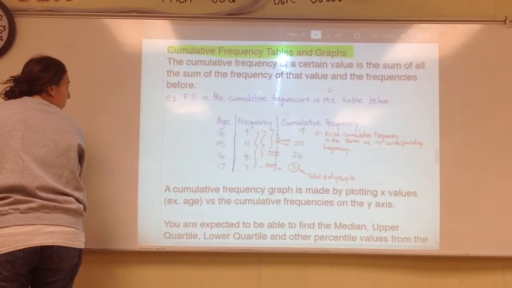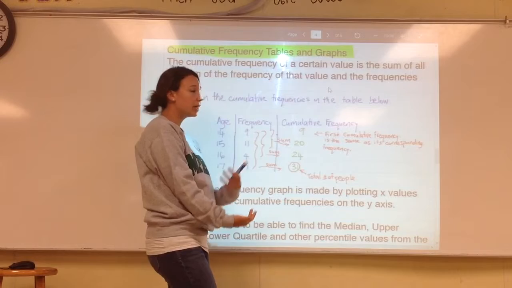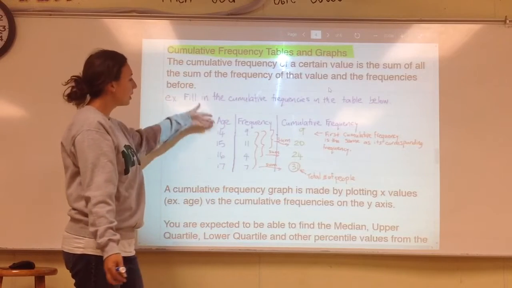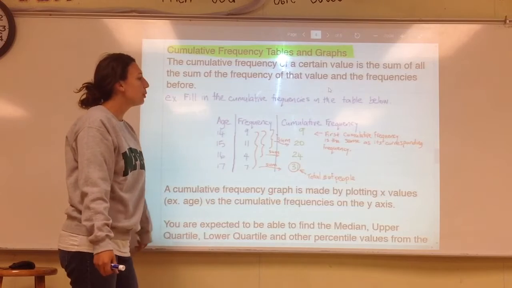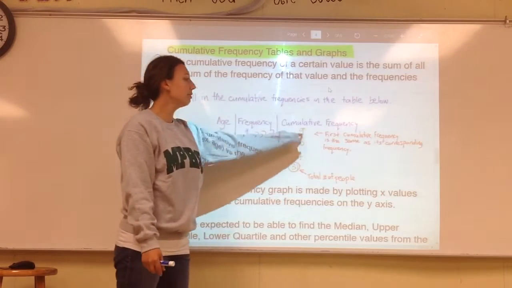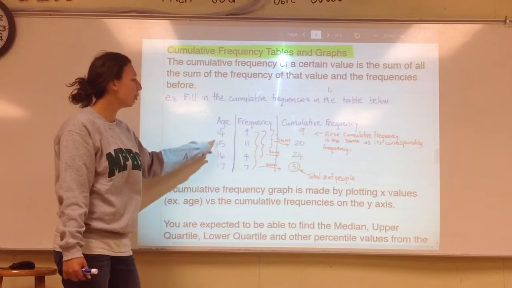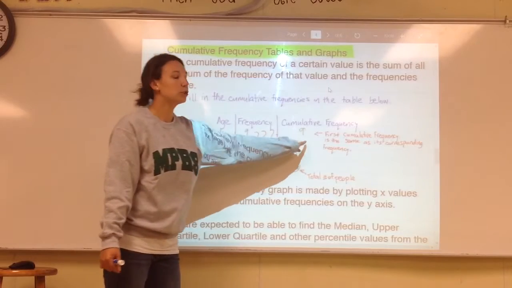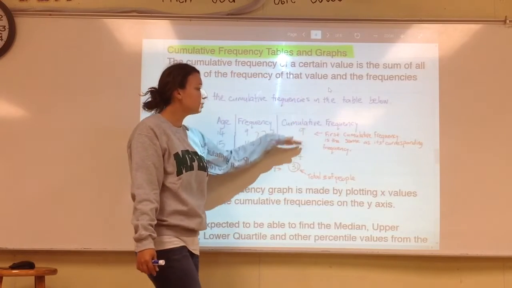Alright, cumulative frequency. It is what it sounds like. Cumulative just means I'm accumulating all of my data. So here it's using the same table that we had above with the ages and the frequencies. So if you have 9 kids who are 14 years old, your cumulative is just 9. It's the first age I'm looking at. But if you have 11 who are 15, you have 20 kids that are 15 and under. Okay? This is accumulating the data.